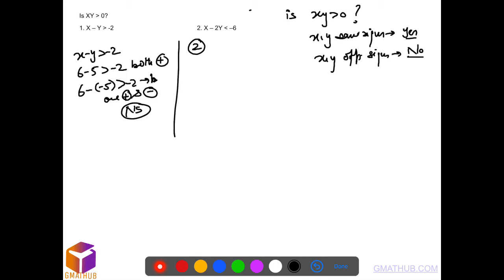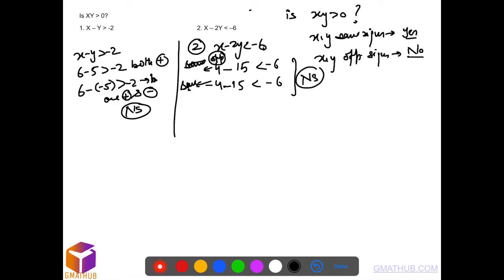Same goes with second, x minus 2y is less than minus 6. So it could be 4 minus 15 less than minus 6. Or it could be minus 4 minus 15 less than minus 6. So they might have same signs here. They might have opposite signs here. So not sufficient. Combine the two.